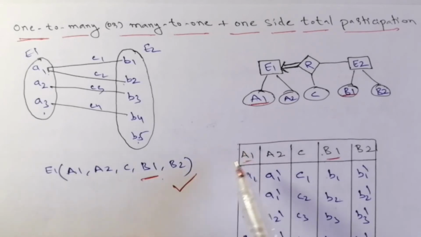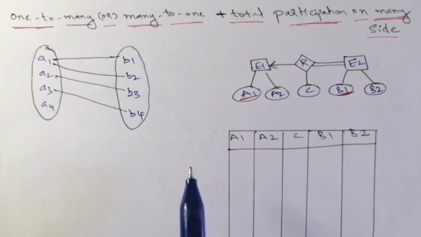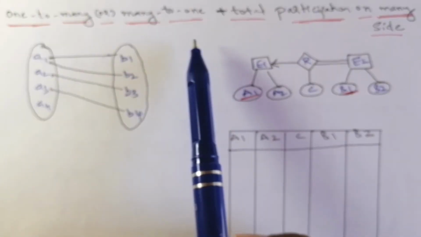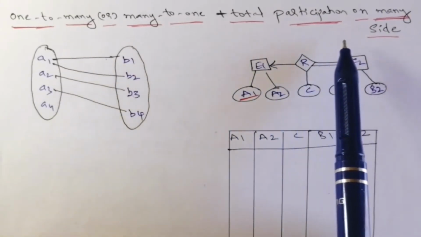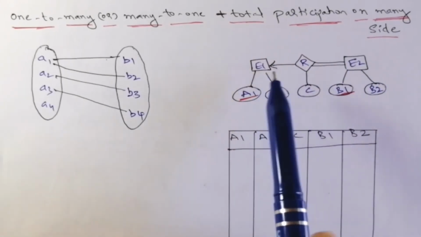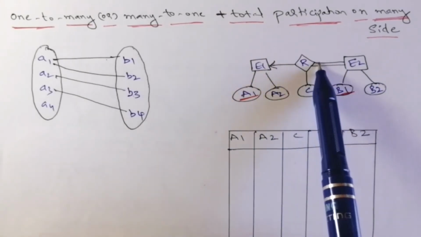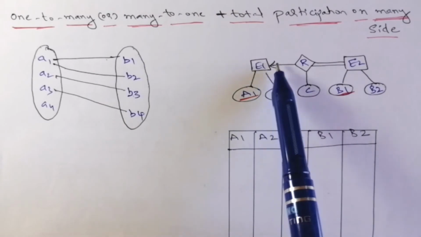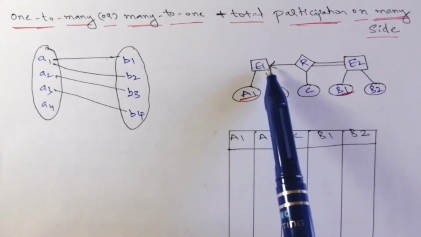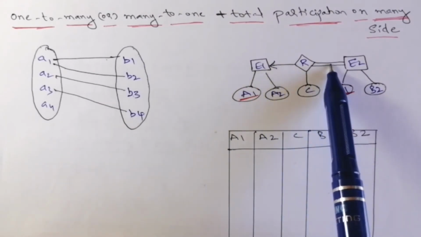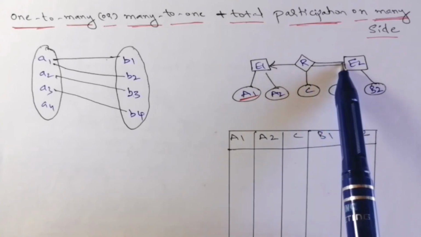So next we go to the next case. This is our third case, one to many or many to one with total participation on the many side, not on the one side. So this is the one side and this is the many side. Where we have the arrow, it is the one side. On the one side, we don't have the total participation. We have the total participation on the many side.